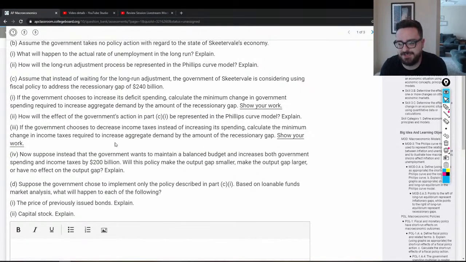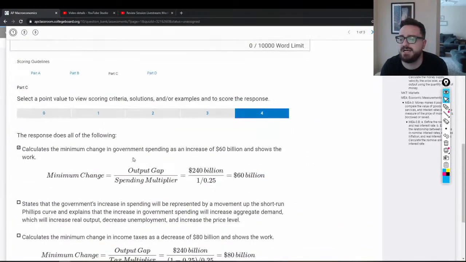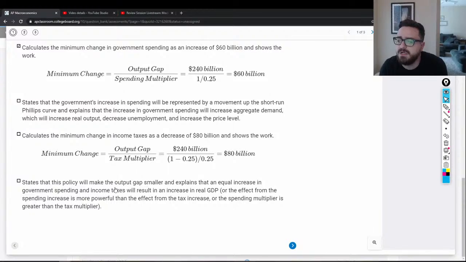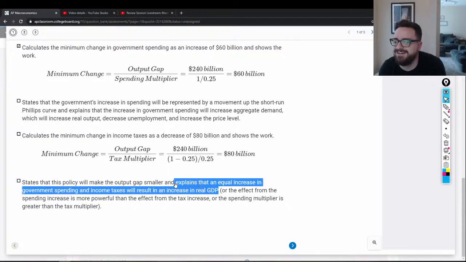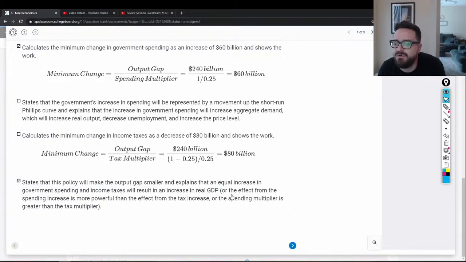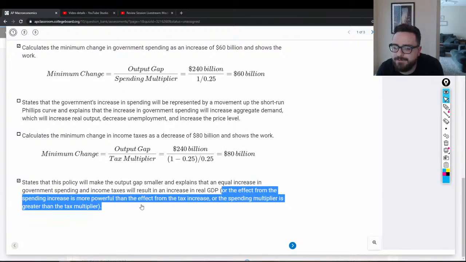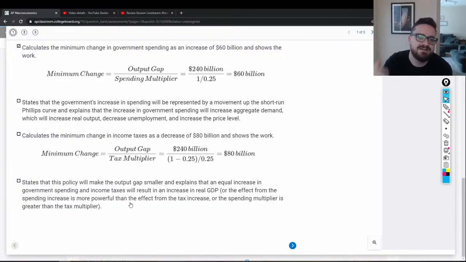Part 4 was the hard one to explain. I said that it should make the output gap smaller. I'm really hoping I have this right in my head, how they're phrasing things. And I said that's because whenever you change spending, it'll have a larger impact than the change in taxes, because people save a portion of their change in taxes, is the technical logic of it. Oh, they didn't even ask you to explain that. That's so helpful. Or the effect from the spending increase is more powerful than the tax increase, or the spending multiplier is greater than the tax multiplier. Cool.